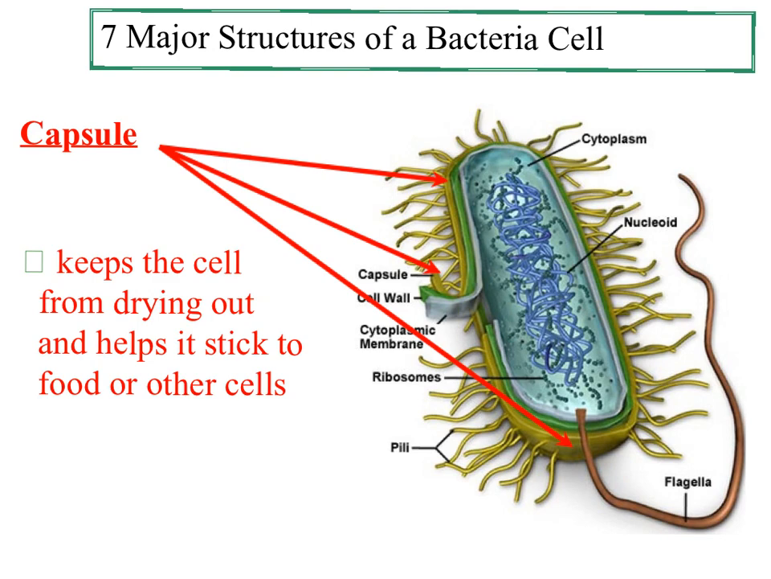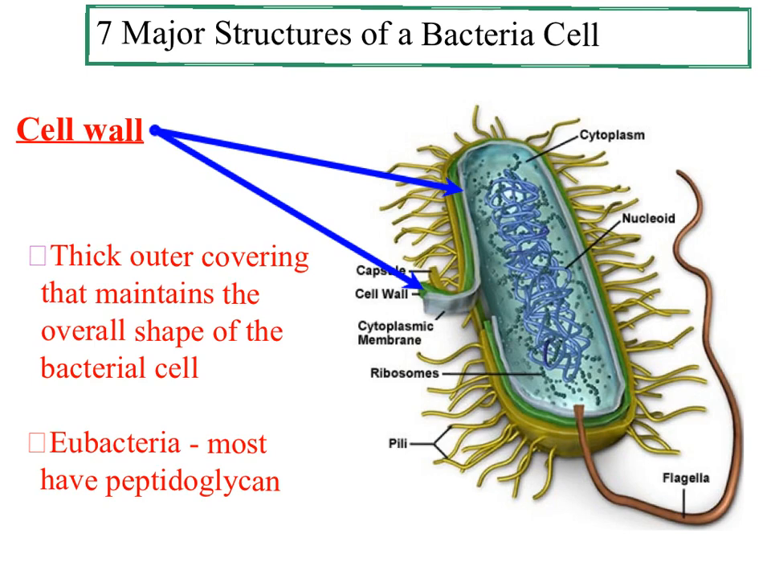Next up on what we have to talk about are the structures of a bacteria cell. The first structure is the capsule. As you can see, you follow these arrows down. The capsule is that yellow outer coat that helps keep the cell from drying out and also helps it to stick to other cells or substrates. So that's the capsule. Now, just inside that capsule, we have our cell wall.